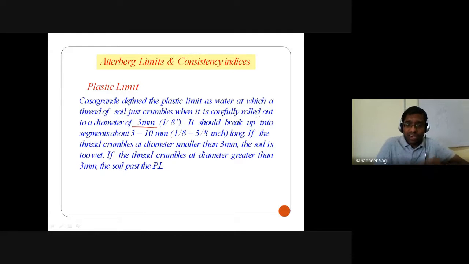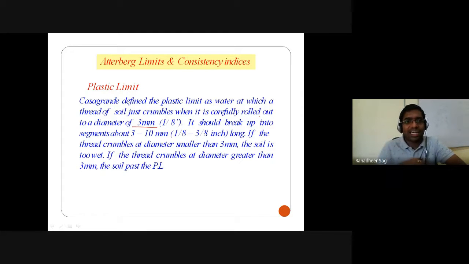In case the thread you are trying to roll is crumbling at a diameter smaller than 3 mm, we require the soil thread to crumble exactly at 3 mm. But if the soil thread is getting broken, in the sense cracks are getting developed on the surface of your soil thread, okay, when it is rolled to a diameter smaller than 3 mm, it means that the water content added to that particular soil is more than the plastic limit value of that soil. So what I have to do is take some dry powder of that soil, thoroughly mix it once again with that soil, and then repeat the test to ensure that exactly when rolled to a diameter of 3 mm, the soil thread undergoes the failure.